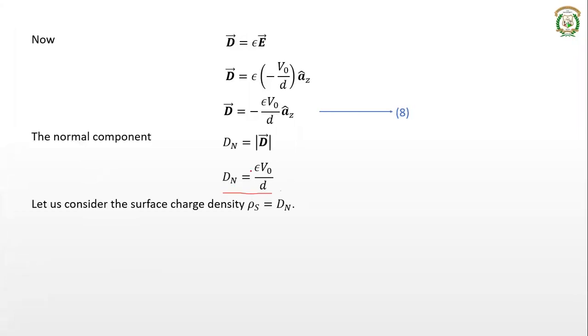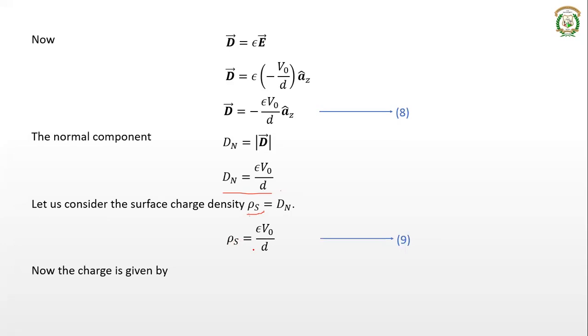Then what we have to do, the normal component of D, we have to equate it to the surface charge density rho s. The normal component of D is nothing but the surface charge density rho s. So rho s is equal to epsilon into V naught divided by D, right? So this is a step. Once you get surface charge density, you can get the charge enclosed within the surface, right?